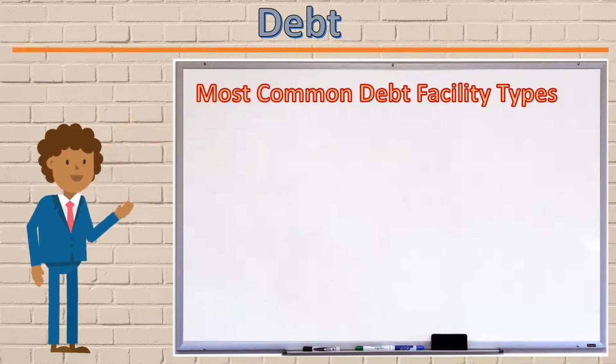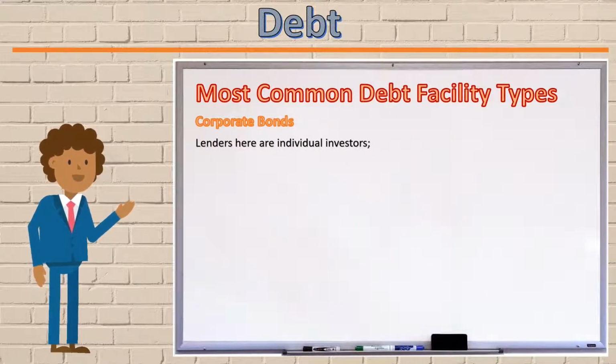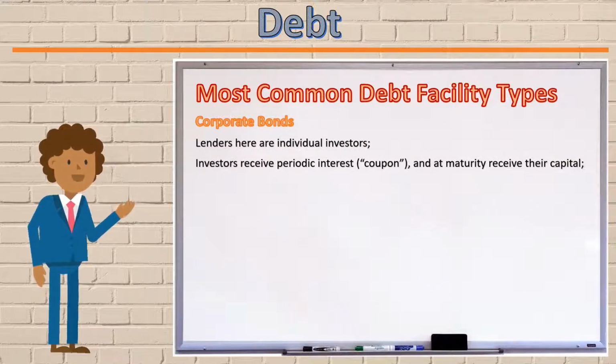Corporate bonds. The lenders here are individual investors who provide capital to a business in return for a promise to receive periodic interest on that capital and eventually receive their capital back at the maturity of the bond. The bond issuer then uses this money for general corporate purposes.